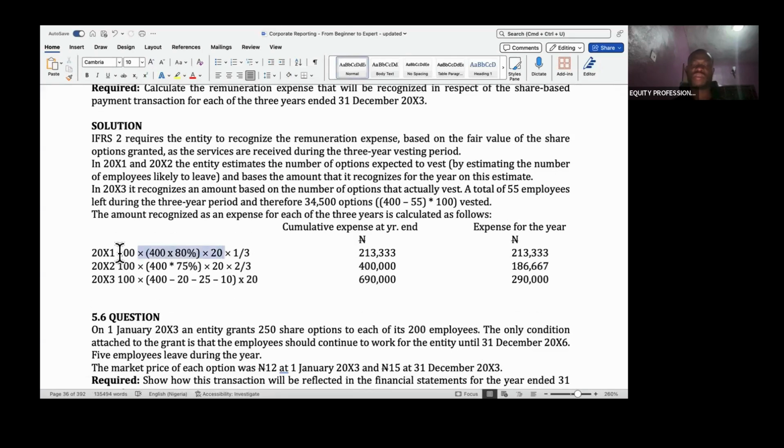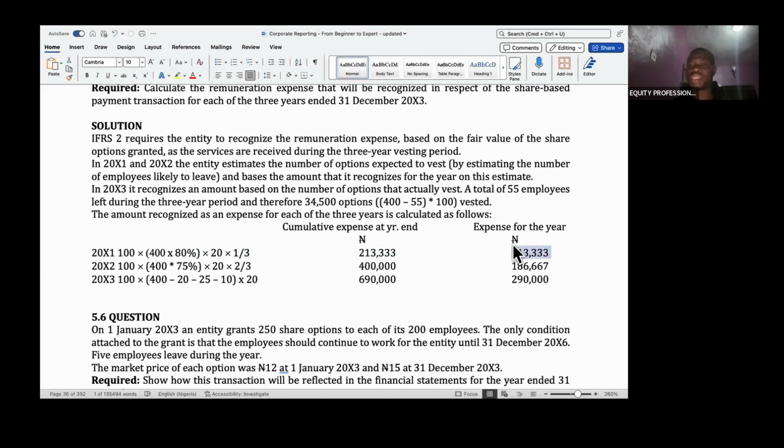If you punch your calculator, whatever you get is the value of the option based on year one estimates. So we cannot recognize the whole of that amount in year one. It's not like it's vesting in year one. Year one is just, okay, we are estimating that this is the value. So that amount, we need to spread it over the 3 years. So the one that relates to year one, we simply say 1/3. And that will give us 213,333.